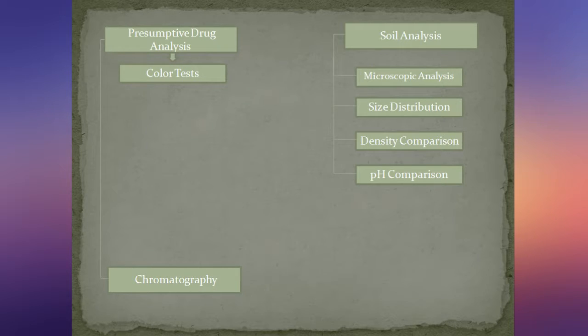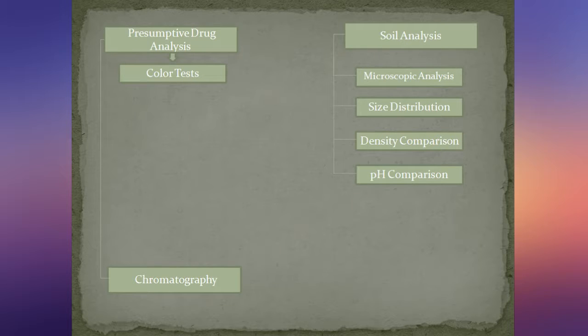Density comparison. Density is commonly used in forensic science when comparing items of evidence such as glass, plastic, wood, and soil. However, because soil is a complex mixture composed of many substances, each substance will have its own unique density.